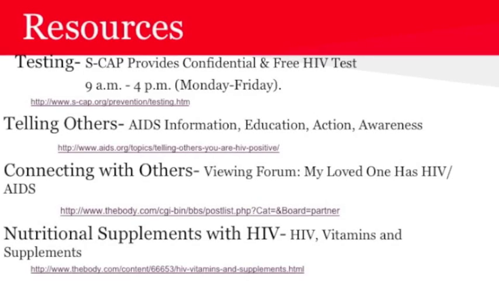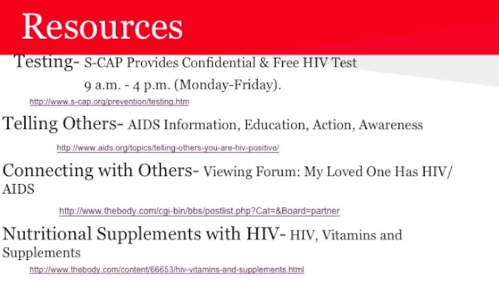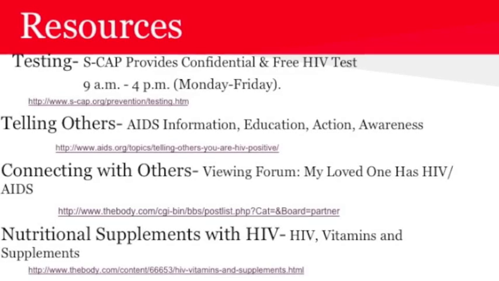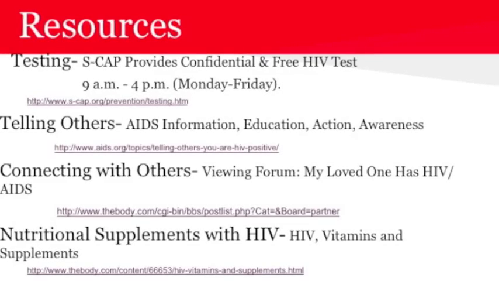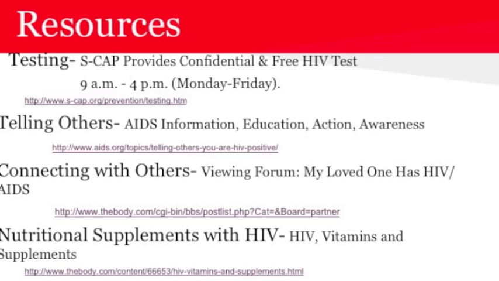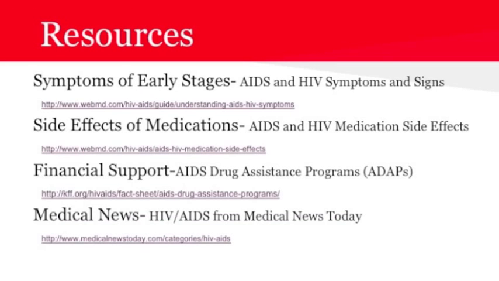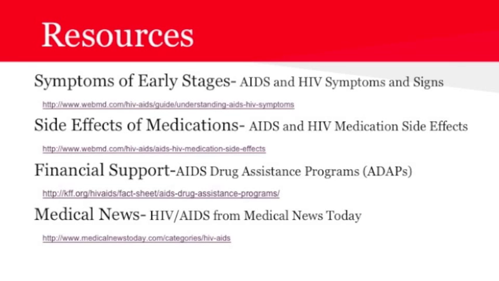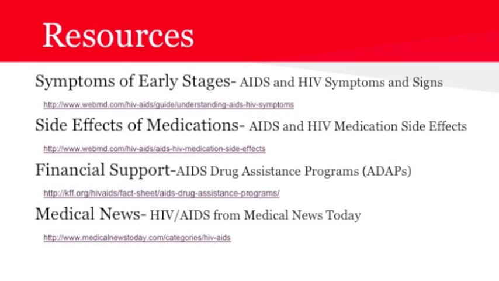For nutritional supplements with HIV, the website provided gives additional information as to the nutrition and supplements that are needed. Living with HIV, you often don't get as much nutrition as needed, so this website provides that information. The Symptoms of Early Stages website takes you through the stages of infection and what to expect at each stage, so you know if how you're feeling is normal or if you should confront your doctor. Side effects of medications is actually a chart that lists all the available medications and the side effects. So again, you can decide if you want to take certain medications and how you should be feeling when you are on those medications.